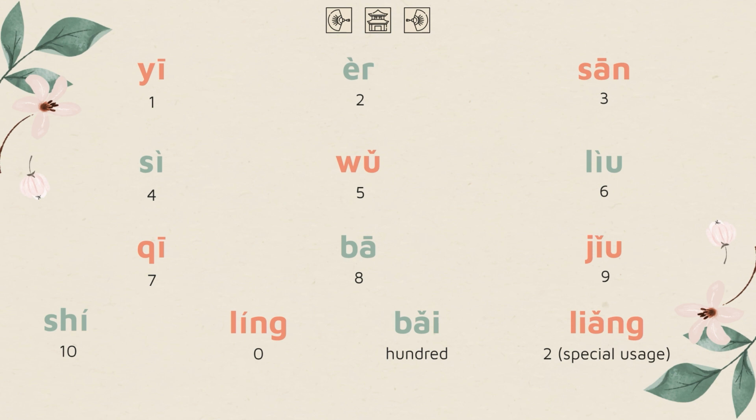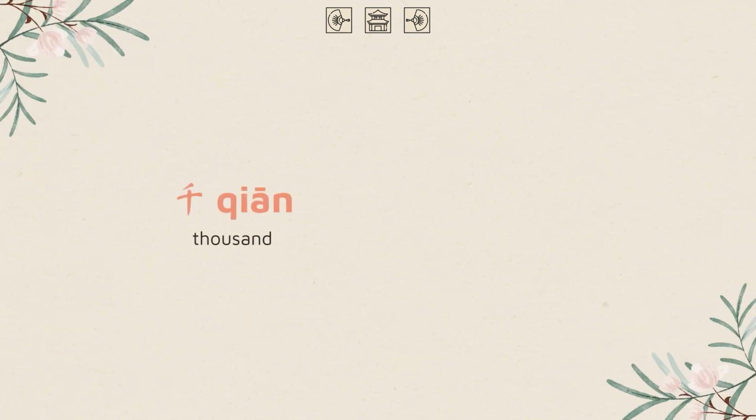Next one, 485. 603. That's 603. Did you get them all right? No worries if numbers are a little challenging because they're supposed to be, and we'll practice more. So if those numbers aren't challenging enough for you, let's move on to thousands and 10,000s.